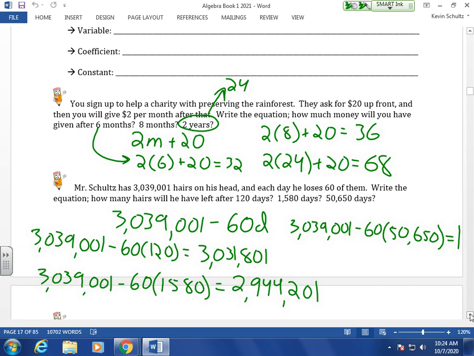So, first of all, any questions on any of this stuff? The process for solving a two-step equation, how we got the expressions that we got up here. Remember, your constant is the thing that doesn't change, right? My total number of hairs I was starting with didn't change. The $20 you gave up front didn't change, right? That was constant. And then you got your coefficient and your variable.